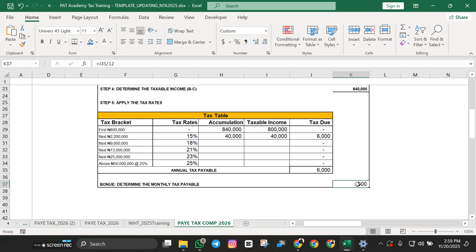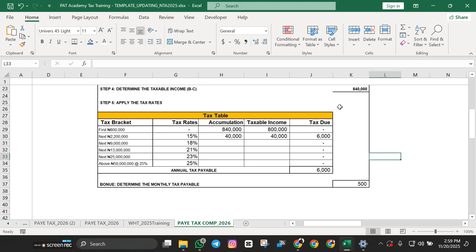As a bonus, because this is annual tax due, but you are going to be paying the employee monthly, let's determine the monthly tax due by this employee. Just say this divided by 12 will give us the monthly tax payable. It's just 500 naira.